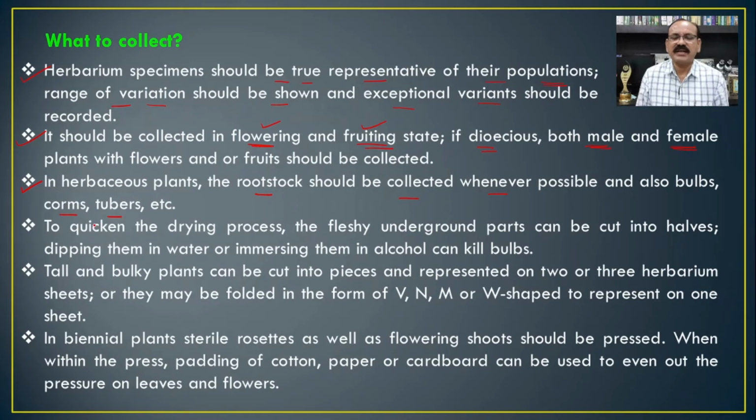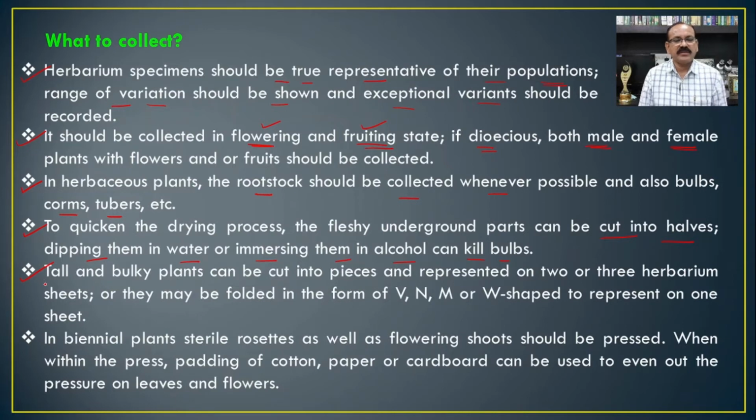So in case of such plants, it is good that we collect these underground parts also. To quicken the drying process, the fleshy underground parts can be cut into halves, and if we have some other underground parts, then we have to cut them into halves so that it becomes helpful to dry them for future use. And dipping them in water or immersing them in alcohol can kill the bulbs, so that it becomes easy to preserve such underground parts for storage or preservation in the future.